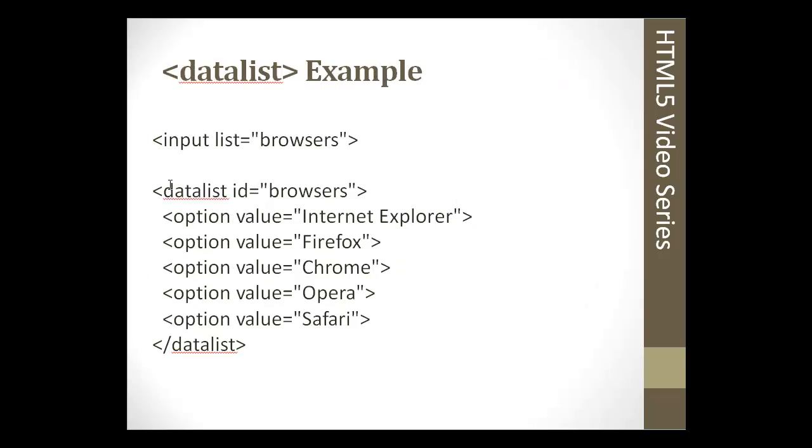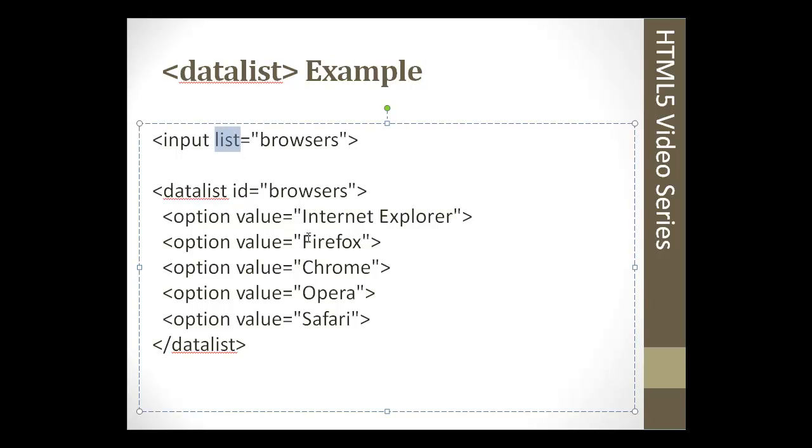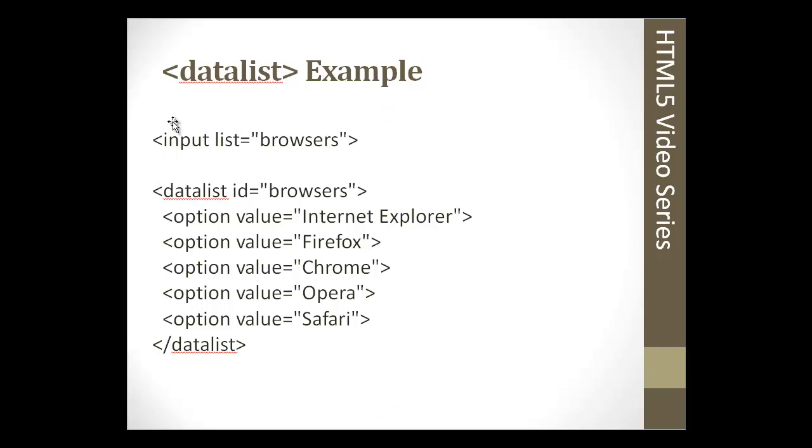And actually, I can show you right here. This is an example. So we'd have an input with the list attribute of browsers, and then we'd have a datalist with the ID of browsers, and then we'd have our options. So if in this text someone types FIR, then Firefox will actually pop up. So it's an autocomplete. It's used for simplicity and to just make things easier for the user.